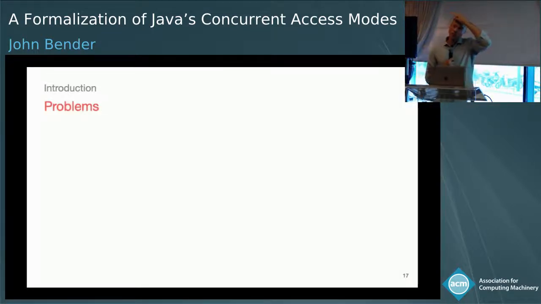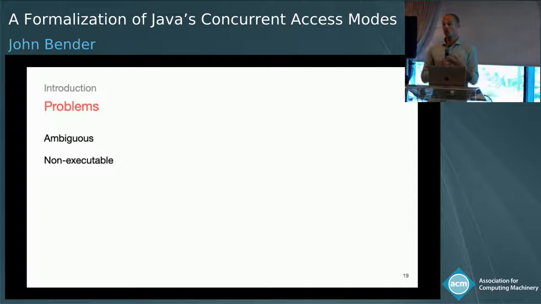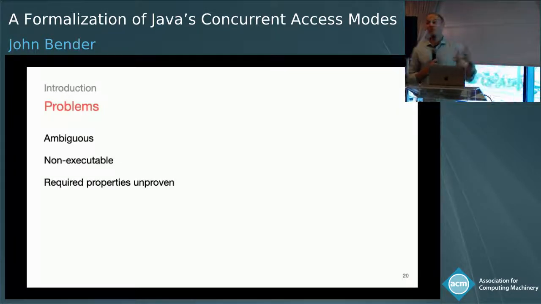So this informal specification has a couple problems that you would expect from an informal specification. One, it's ambiguous. If you go and read it, there's a lot of confusing prose. It's hard to know what a program will do just from reading the specification. It's not executable. If you have a small example program, a tiny one, to demonstrate what's going on in your program, there's no way to run your program using the semantics. And there's lots of properties defined in the specification, which deal with programmer disciplines and the guarantees that they give you, which remain unproven.